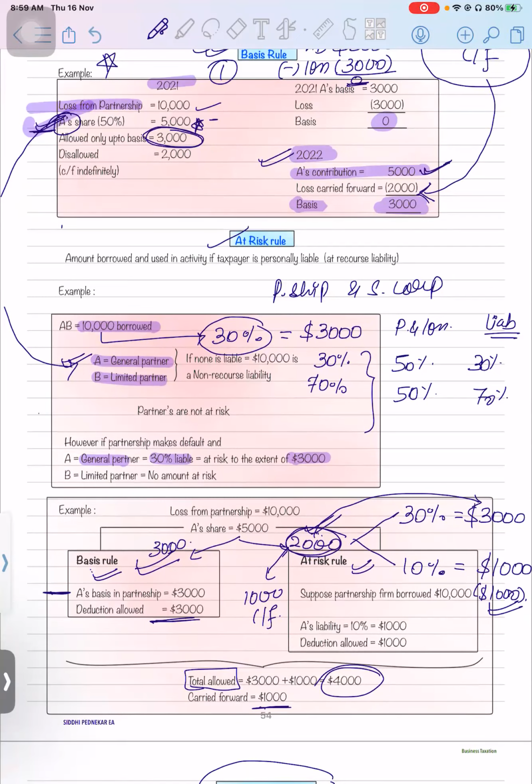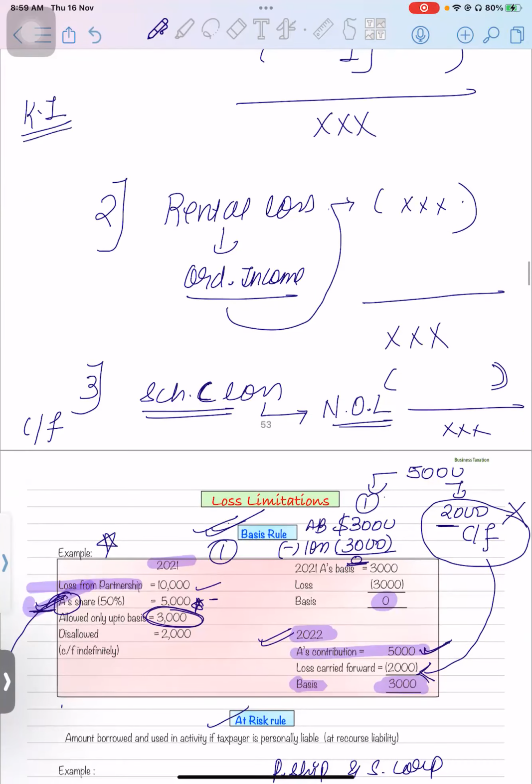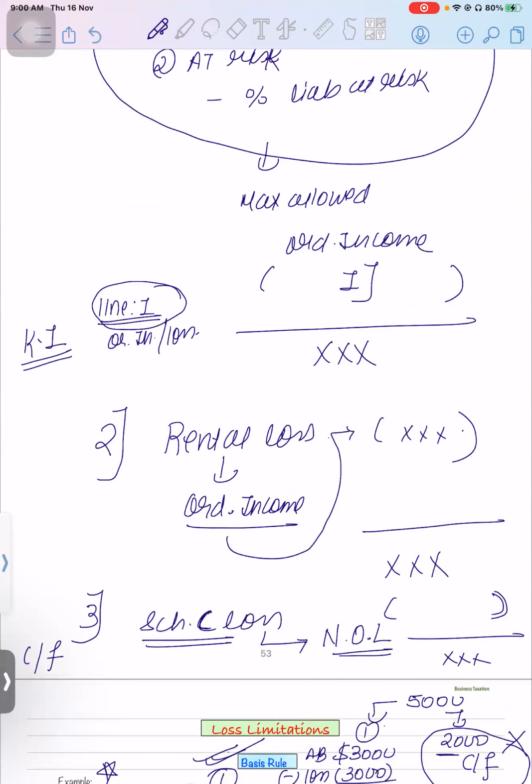Right? When you look at the Schedule K1, those who are working practically might have seen Schedule K1, line 1. K1, line 1, do you remember? There is an ordinary income or loss. So only this line 1 will be allowed over here.